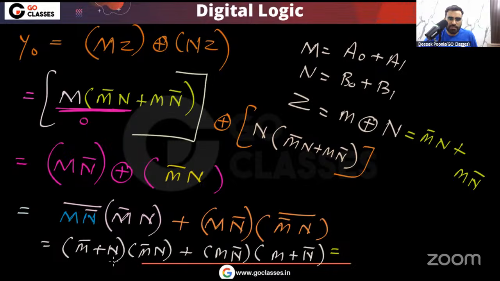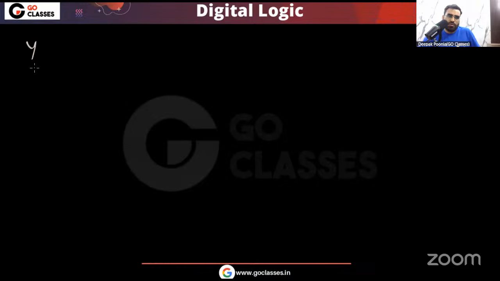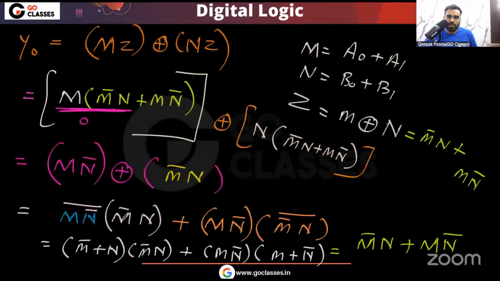So finally, what we are getting, you can see here it will be m bar n. Here also it will be m bar n. M bar n or m bar n, that is m bar n. Or here you can see mn bar and m, that is mn bar. Mn bar and n bar, that is mn bar. Mn bar or mn bar, that is mn bar. Okay. So this is what we got. Something interesting, we got y0 equal to mn bar or m bar n. Okay, m bar n or mn bar.